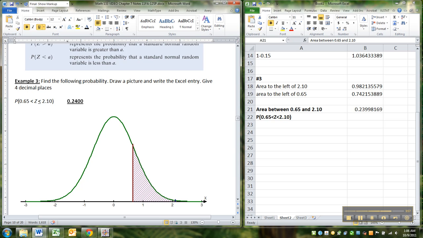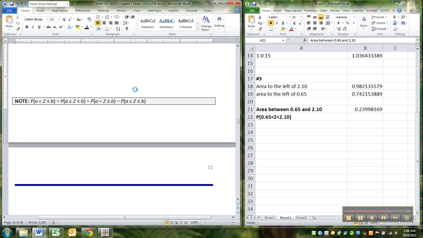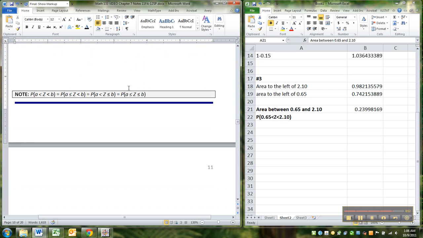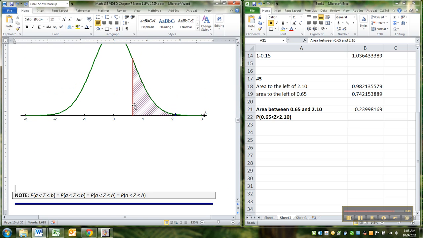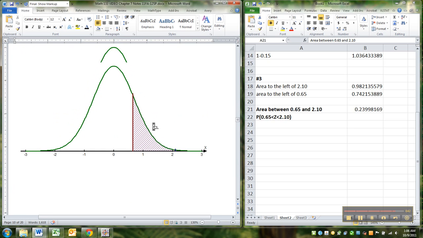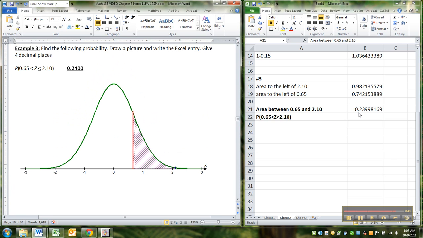Because the 8 would round the 9 up, the 9 would round the other 9 up, and that 9 would round the 3 to a 4. And then again, I just made a note of it down here. It doesn't matter whether you think of the 0.65 and the 2.10 as solid lines or dotted lines. It doesn't make any difference because they have no area, therefore they can't affect the final result.